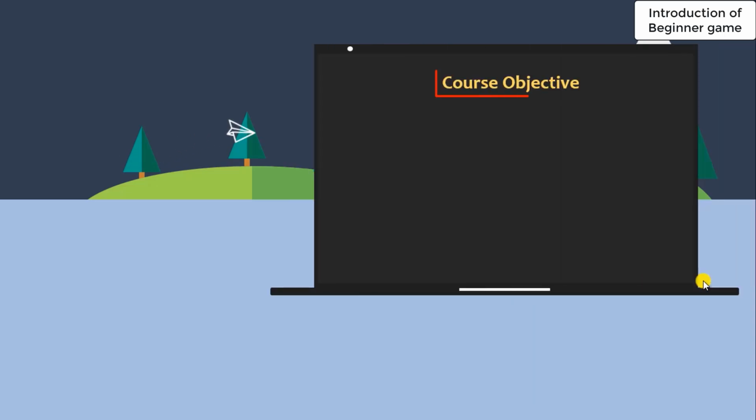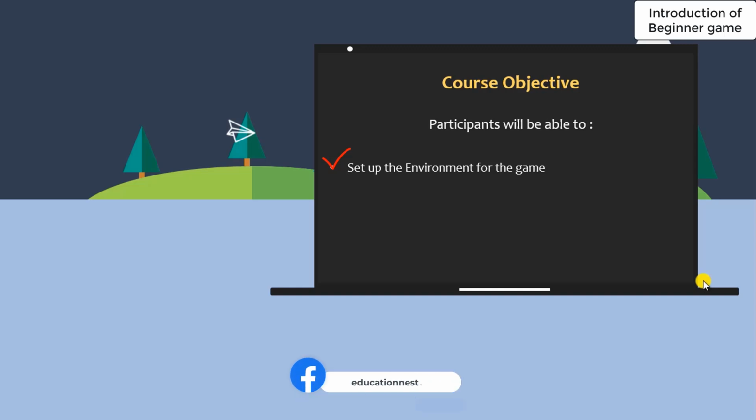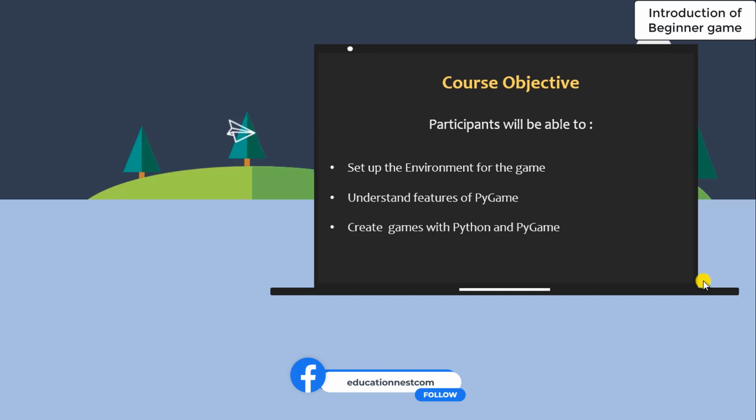Now, what is the course objective? The objective of the course is that the participant will be able to implement the Python game, set up the environment for the game, understand features of the game, and create a game with Python and Pygame.